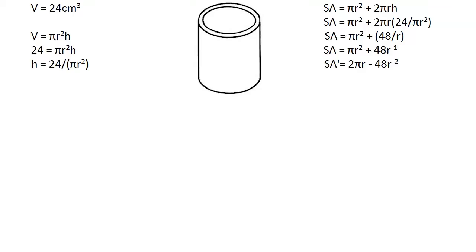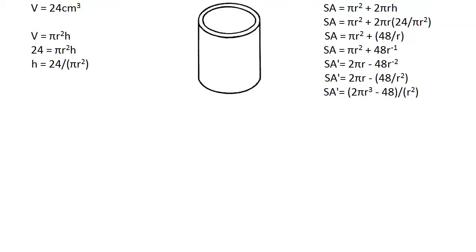So we go ahead and take the derivative. SA prime equals 2 pi r minus 48r to the negative 2. Let's put that r to the negative 2 in the denominator, so it's r squared, because it'll make it a little easier in the next step.